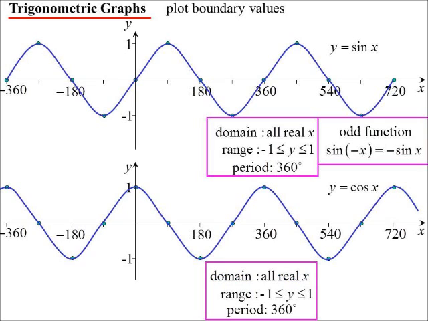So, because they are the same curve, but one's just shifted, domain's the same, range is the same, period's the same. Interestingly though, it's no longer an odd function. It's now an even function. It has an axis of symmetry. And so even function tells me cos of negative x is equal to the cos of x. Function negative x is equal to function x.